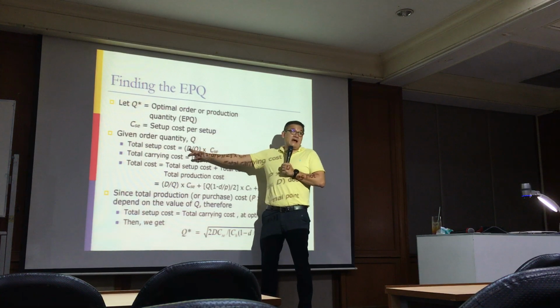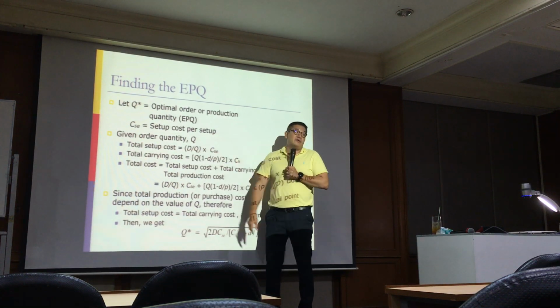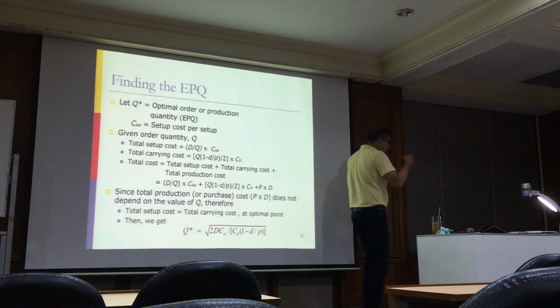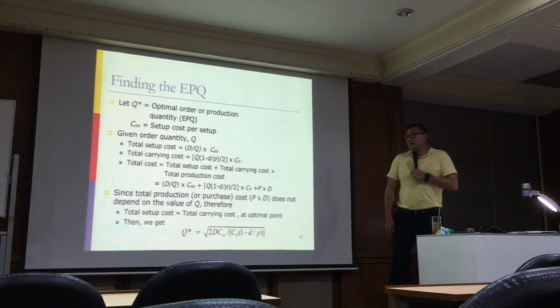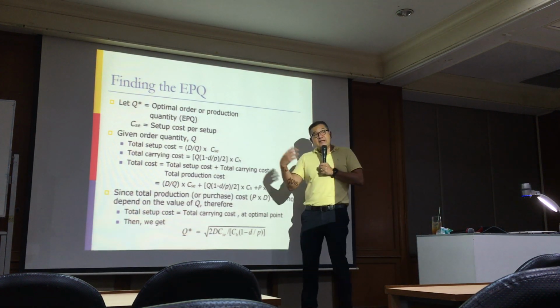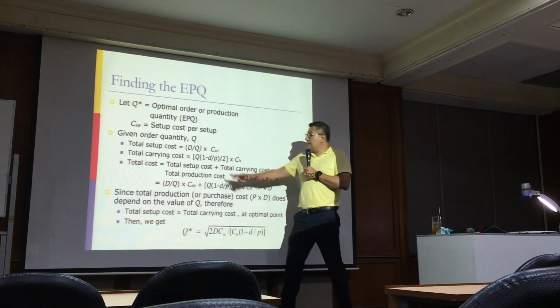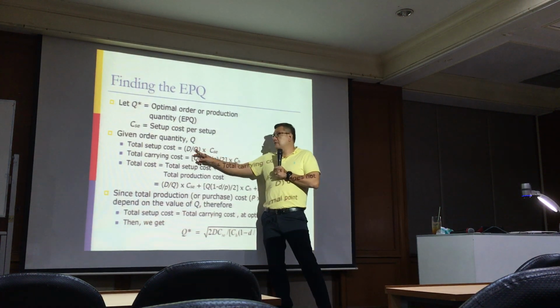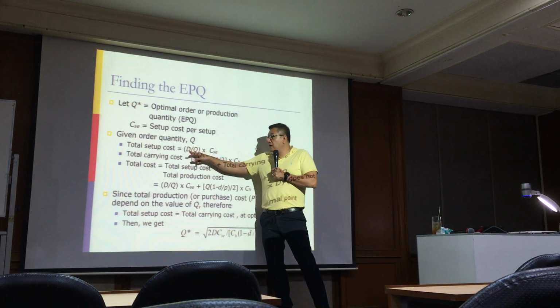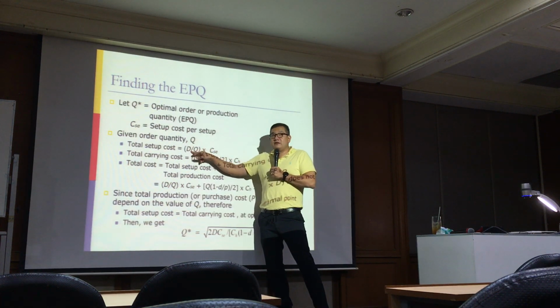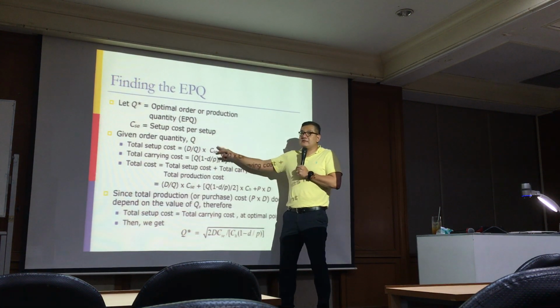But the setup cost is the same as the ordering cost. You just use the annual demand divided by Q. You make the production per batch equal to Q units. So how many times do you need to set up your machine? Just D divided by Q. Then you have the number of times you set up your machine, and you multiply by the setup cost C sub SE.